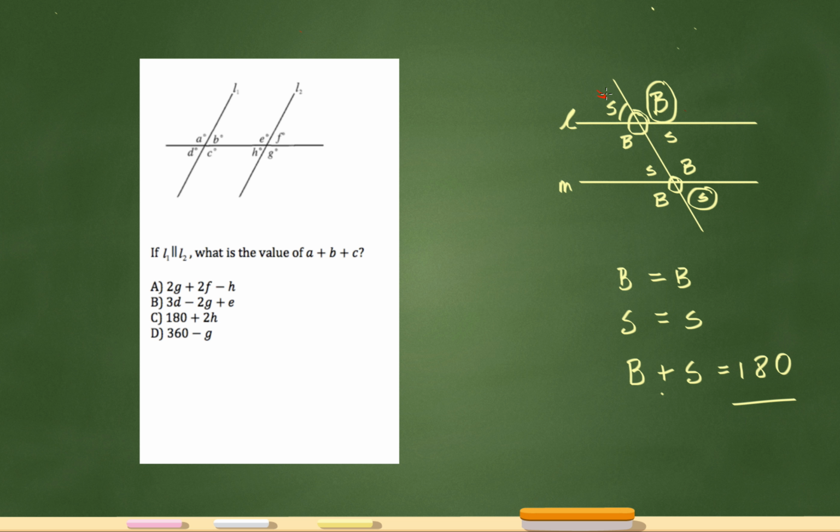See how that's the small angle right there? That's the big angle. And I just label the B's as the bigs and S as the smalls. A couple of things to keep in mind: all the bigs will equal each other. So this big, this big, this big, and this big will equal each other. And all the smalls will equal each other. And lastly, any big and any small is going to add up to 180. So no matter which big I pick, no matter which small I pick, it's going to add up to 180.